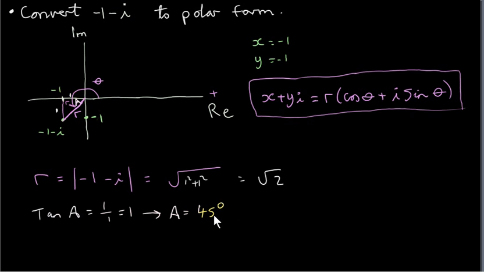Now you could write this in radians if you like. We just remember that pi radians is 180 degrees. We don't write the units in radians here, so the units here are understood to be radians. So if pi radians is 180 degrees, then 45 degrees is a quarter of 180. So 45 degrees is a quarter pi, or pi over 4 radians.